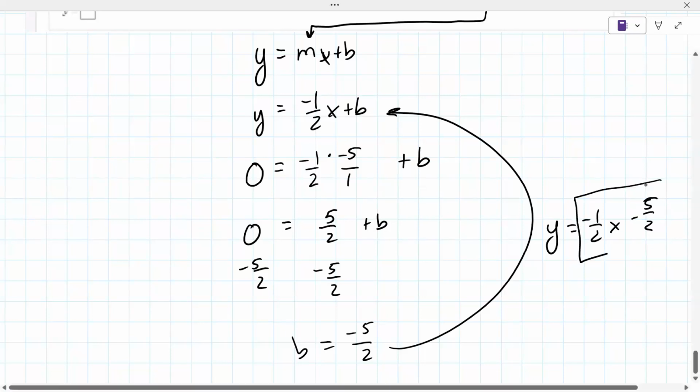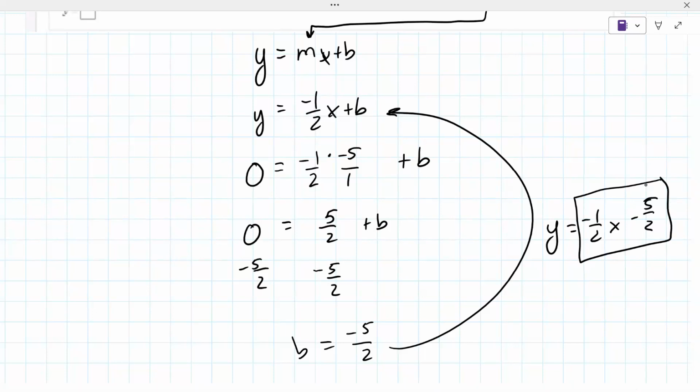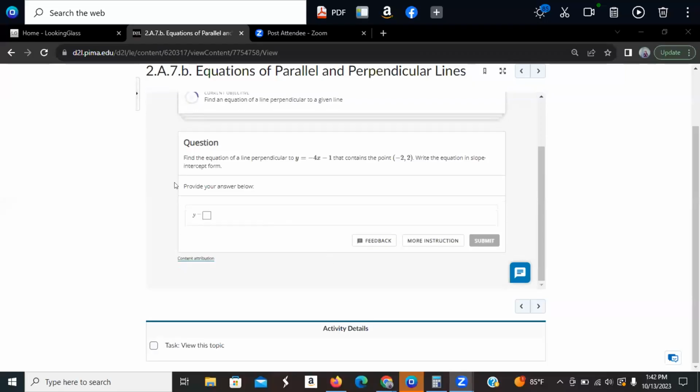This is what's going to go in the box there. All right, so basically the same thing, just different numbers here. I'm going to grab another snip. She'll have another reference. Hopefully after this one, there's a parallel line one, so we can do that. But let me go ahead and share my screen.